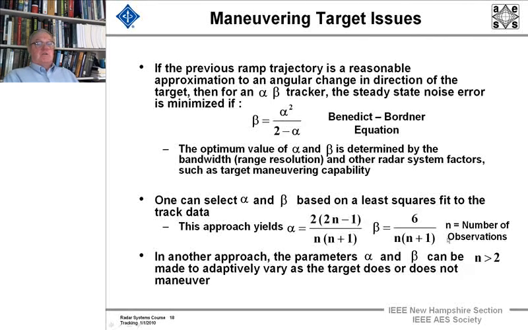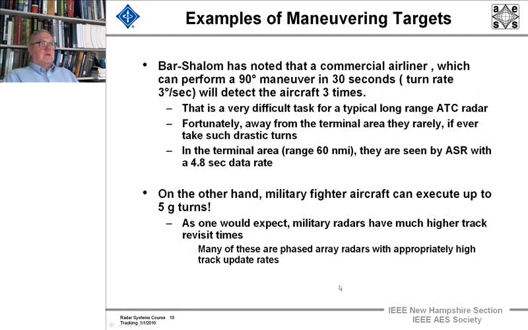Okay. And when you're doing this fitting, you have to have n greater than 2. Now, Bar-Shalom has noted in his text that a commercial airliner which can perform a 90-degree maneuver in 30 seconds, that's a turn rate of 3 degrees per second, will be detected by a radar just 3 times. And that's a difficult task for long-range air traffic control radars.